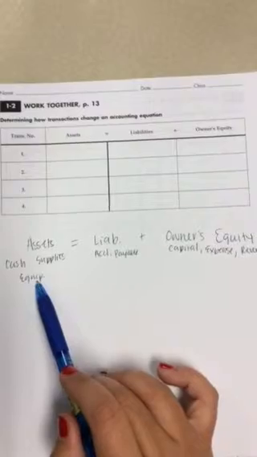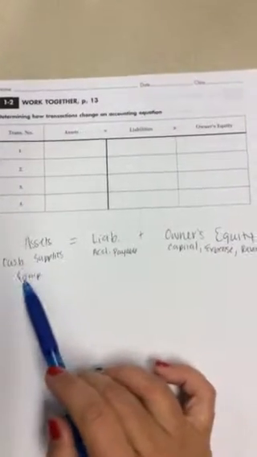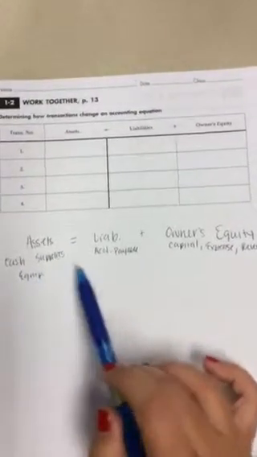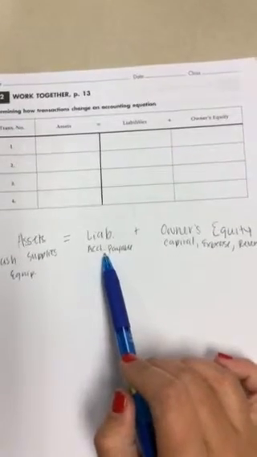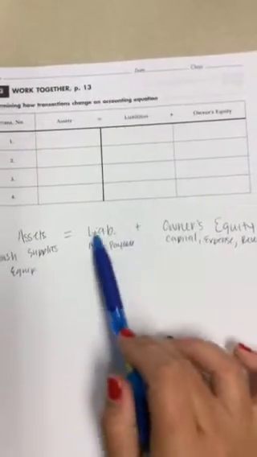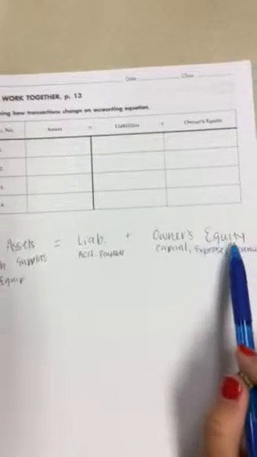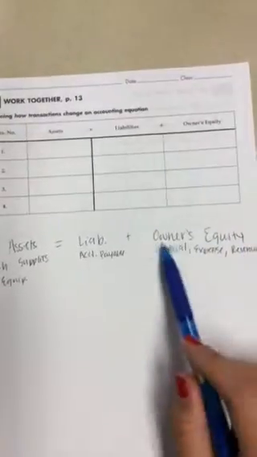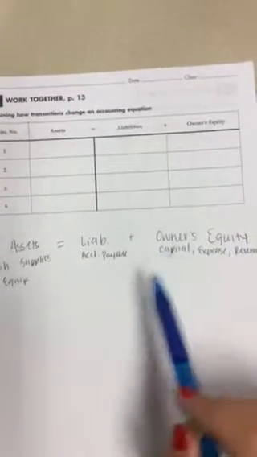There's thousands of assets, so these are just some that we're going to use today. Liabilities are going to be your accounts payable, anything that you owe. Owner's equity is going to be what you make, your expenses, capital, revenue, all that.